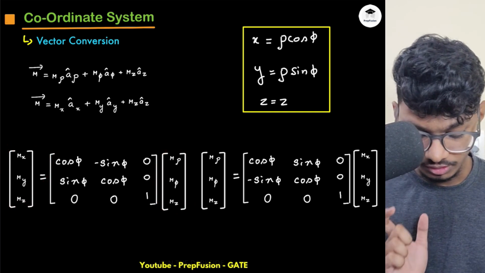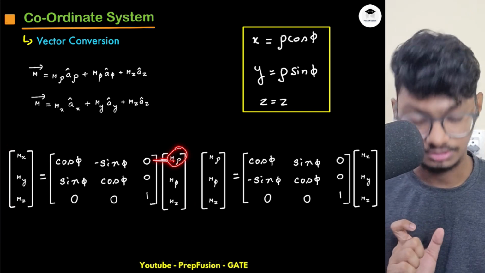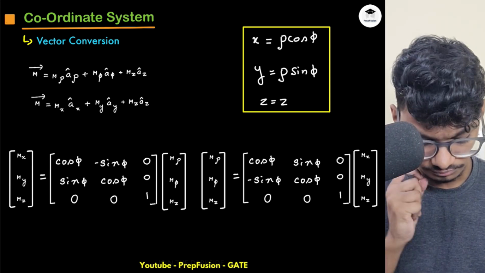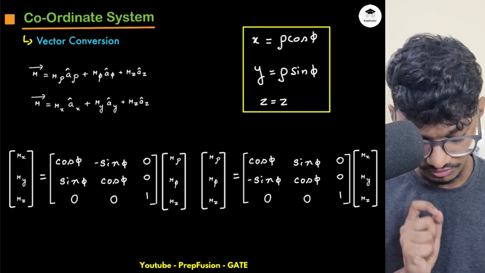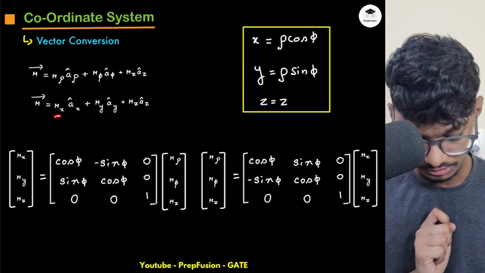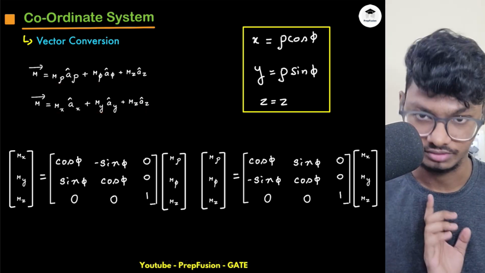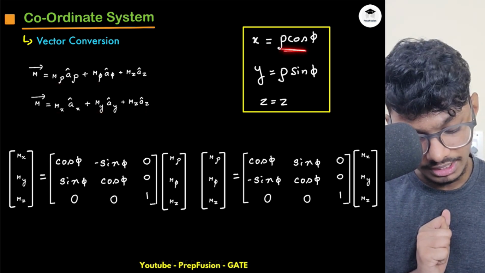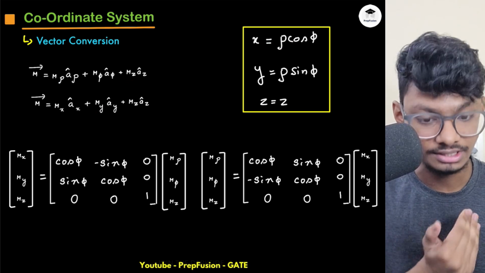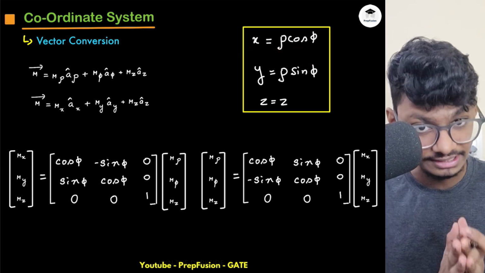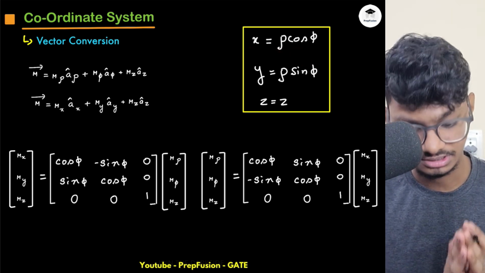Now if I want to go from cylindrical to Cartesian, how do I convert? First thing you have to identify: these are the components of X, Y, and Z, and these are the components of rho, phi, and Z. Next point is your X can be written as X equals rho cos phi. So this is the technique that I am teaching you. How do you write this?